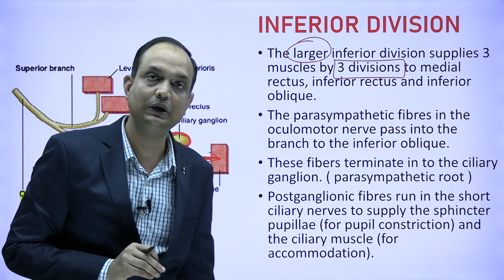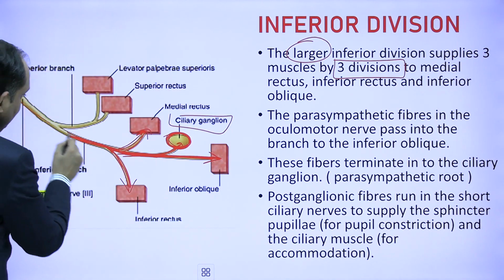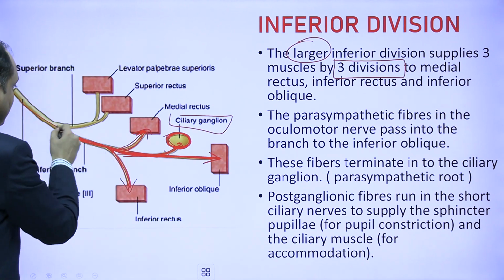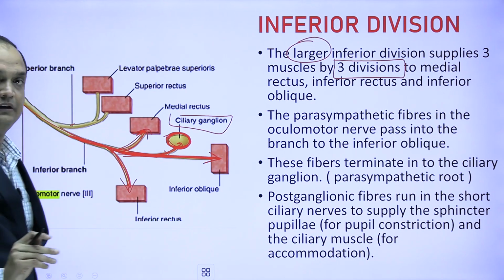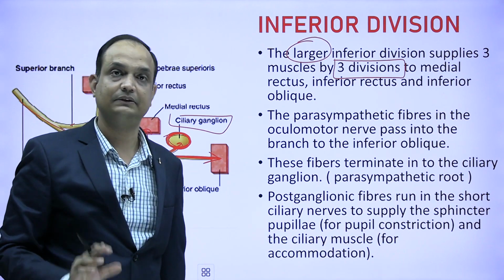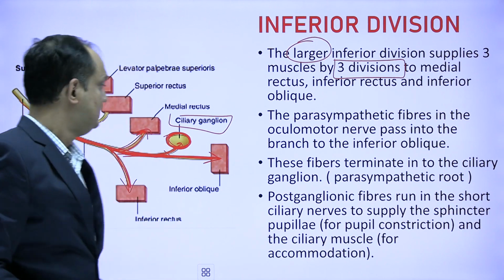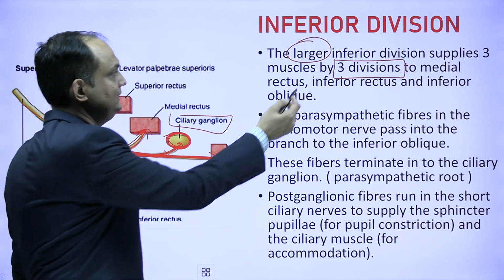So, that is why I told you that the parasympathetic fibers of the oculomotor nerve coming from the Edinger Westphal nucleus approach the ciliary ganglion through this inferior division. They will not enter into the superior division. So, the superior division does not have any parasympathetic fibers. It has sympathetic fibers for Mueller's muscle. So there are 3 divisions.